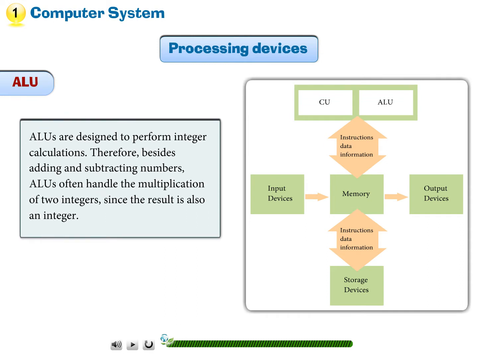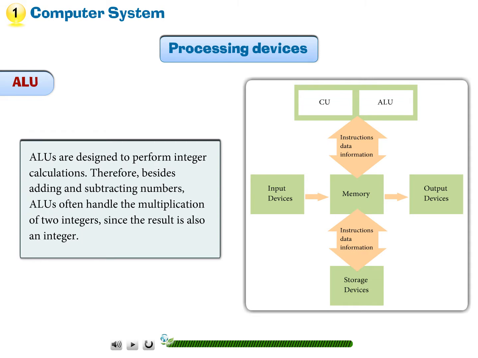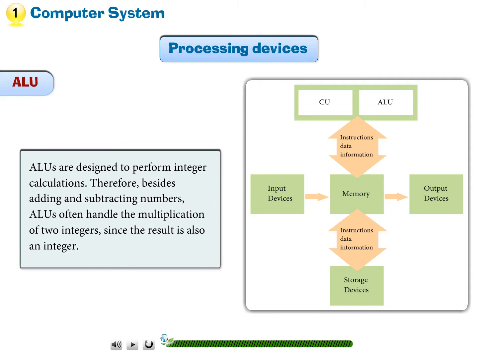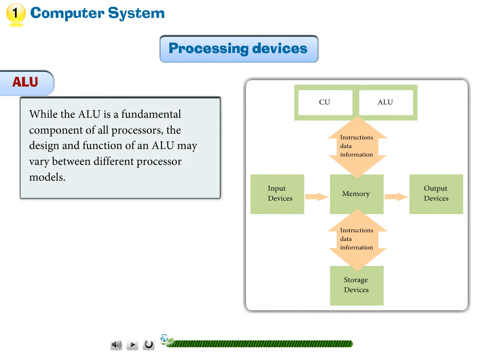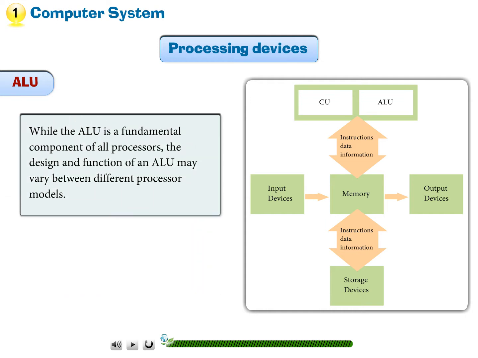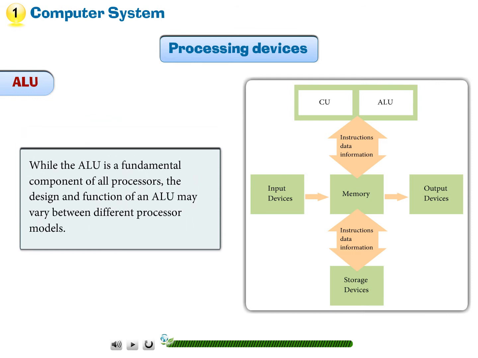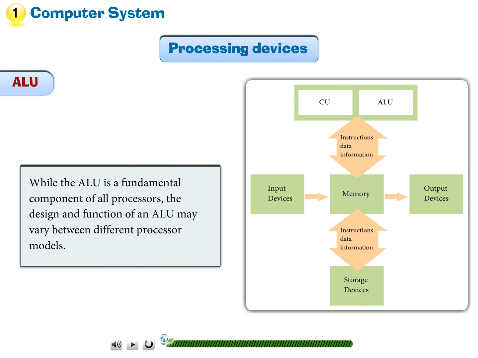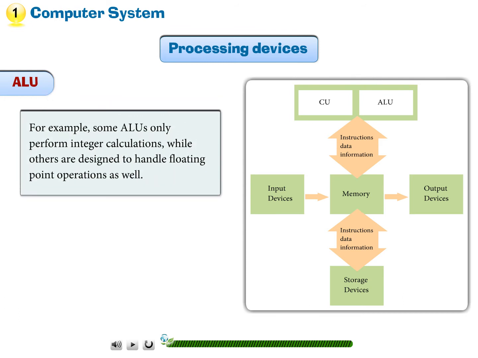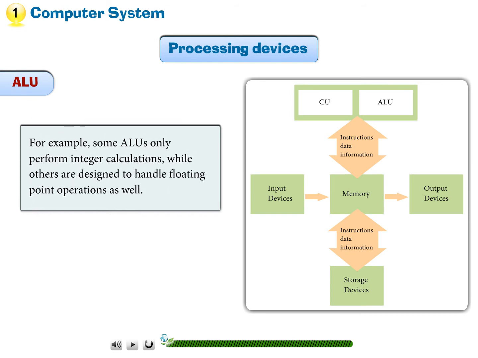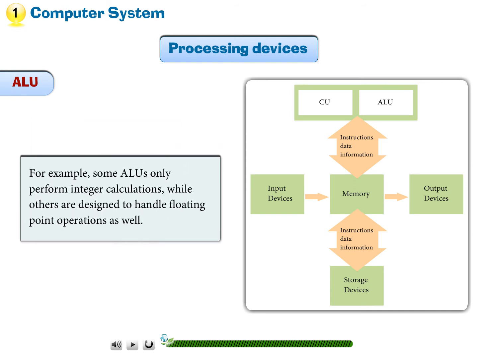Therefore, besides adding and subtracting numbers, ALUs often handle the multiplication of two integers, since the result is also an integer. While the ALU is a fundamental component of all processors, the design and function of an ALU may vary between different processor models. For example, some ALUs only perform integer calculations, while others are designed to handle floating point operations as well.